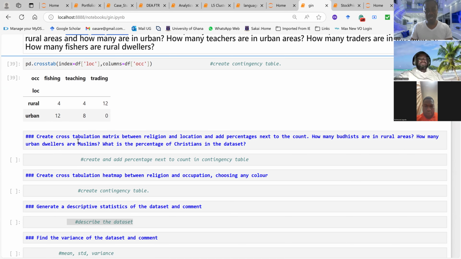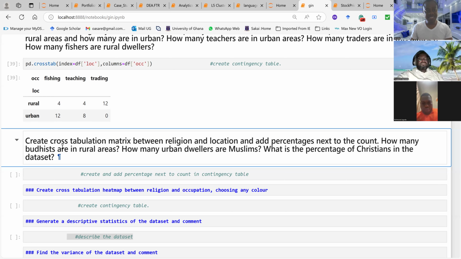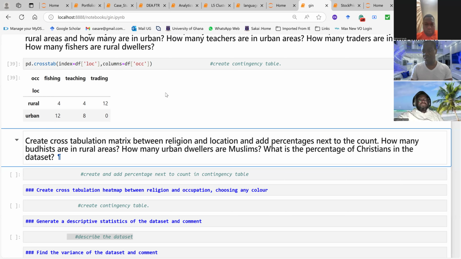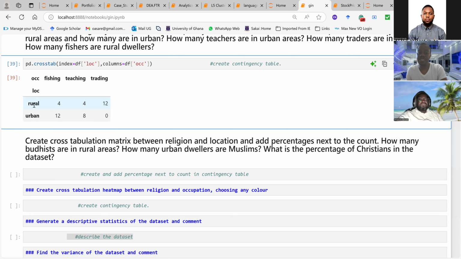The next one says, look at the question. Yes, Richmond. Okay, please, how did we get 20? Please, how did you get 20 for the first question? How many shops are there in the rural areas? You count all those in the rural section here. You count 4 plus 4 plus 12. Yeah, I understand, but okay.